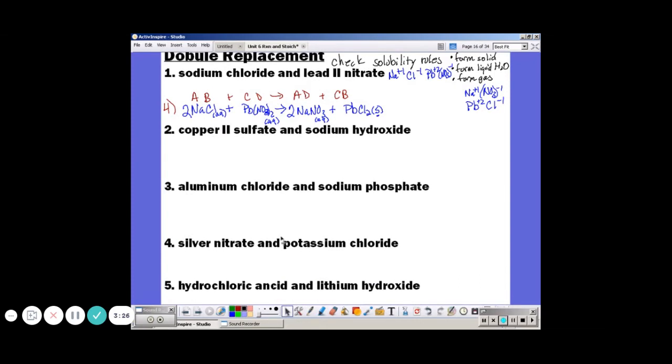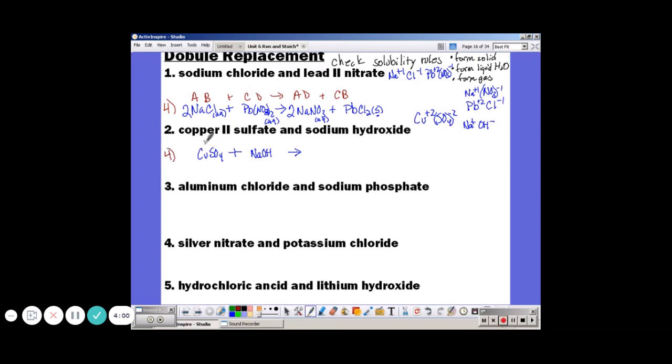Copper 2 sulfate. Copper 2, Cu plus 2. Sulfate is SO4 minus 2. Anytime you have the two charges together, that reduces to CuSO4. And is a plus sign. Sodium Na plus. Hydroxide OH minus. So that's NaOH. Again, I know that this is a double replacement because I have two compounds, so I'm following along with number 4 on my reference table.